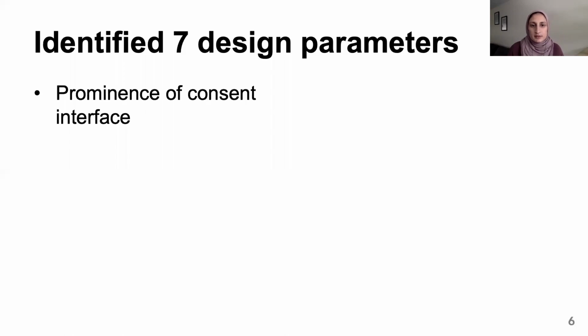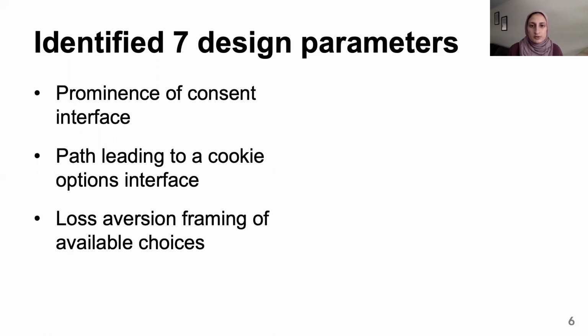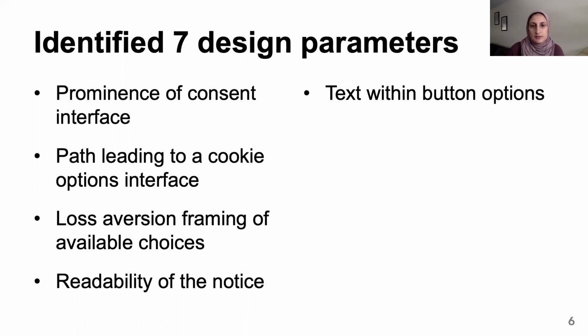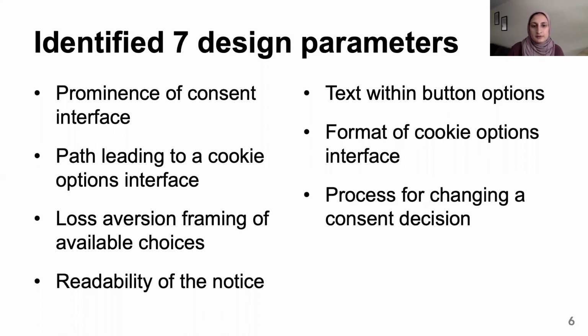These included the prominence of the consent interface, the path leading to options for different cookie categories, whether choices were framed in a way that would make people afraid that they were losing something, the readability of the consent notice, the text within button options, the format of the cookie options interface that's linked from the initial consent interface, as well as the process for changing a consent decision.